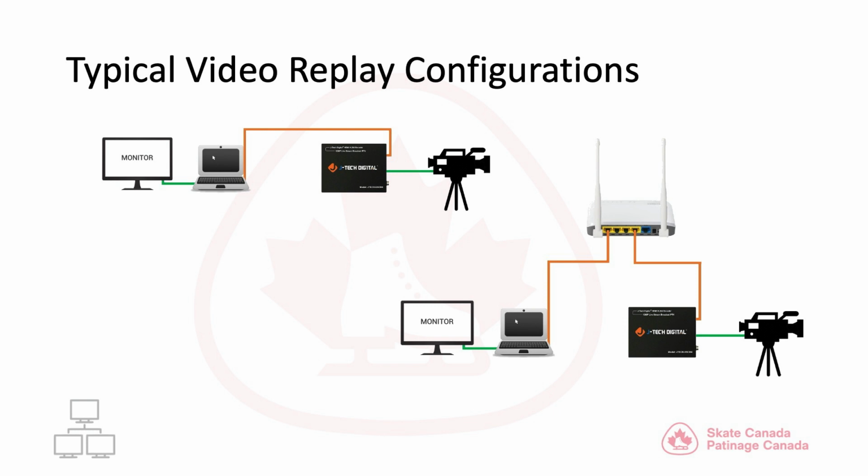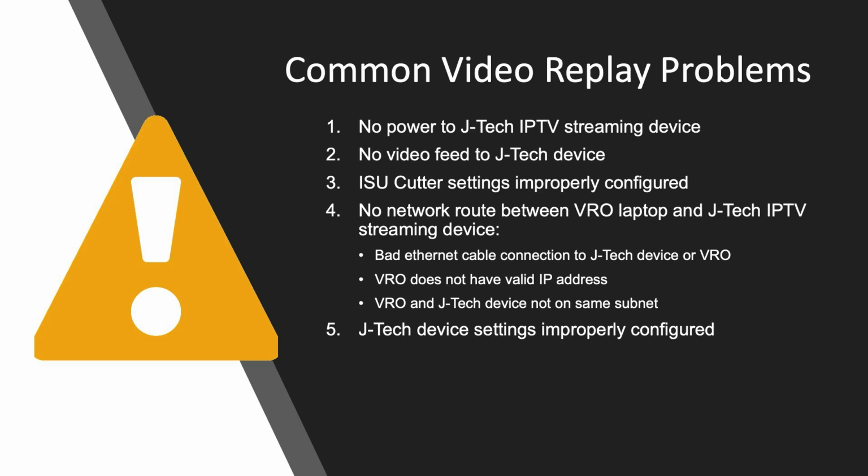Not unlike the CSS network, there are a few things that can go wrong that will ultimately lead to the problem of there being no video image on Cutter. Some of the common problems include obvious things, such as no power to the JTAG box, no video feed from the camera to the JTAG box HDMI input, or the ISU Cutter settings might not be configured properly.